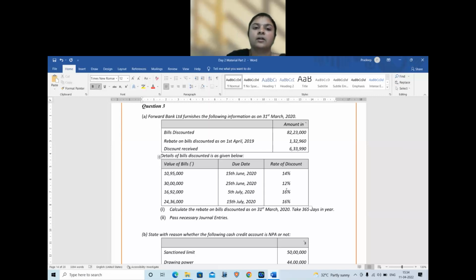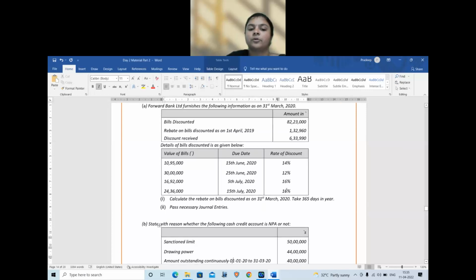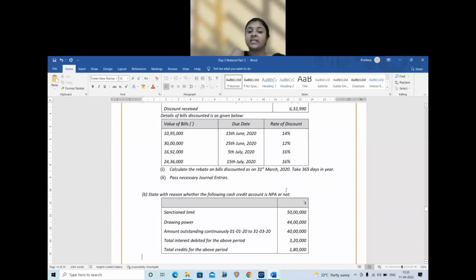Question 3b is a unique question that I wanted to discuss. State with reason whether the following cash credit account is NPA or not. Sanction limit 50 lakhs, drawing power 44 lakhs, which means they have eligibility to withdraw 44 lakhs. They have withdrawn 40 lakhs. For 3 months continuously, 40 lakhs is outstanding.